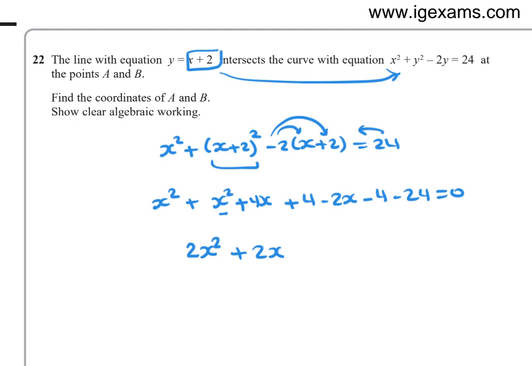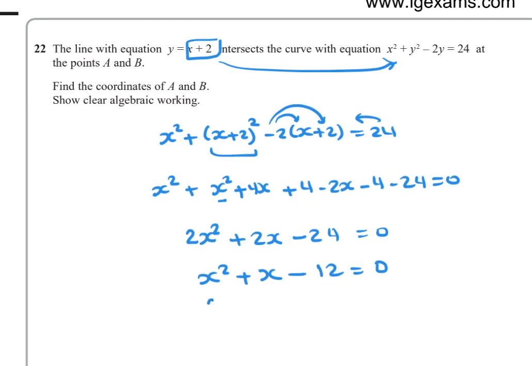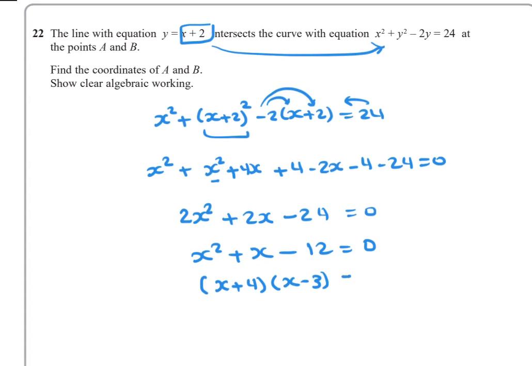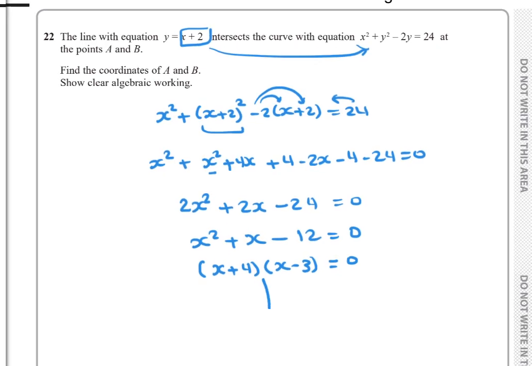4 minus 4 0, so minus 24. Minus 24 equals 0. You can divide by 2, so x squared plus x minus 12 equals 0. Factorize: two numbers which, if you multiply, you get negative 12, and if you add, you get 1. So x plus 4 and x minus 3, because 4 and negative 3 add to 1, and if you multiply, you get negative 12. Or you can use a calculator to find the answer.